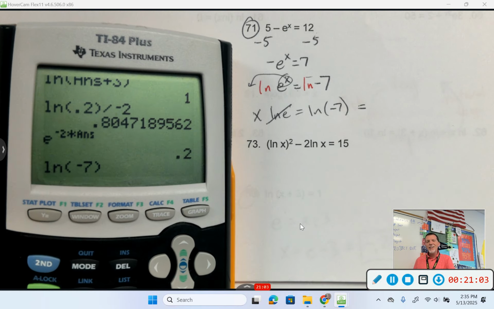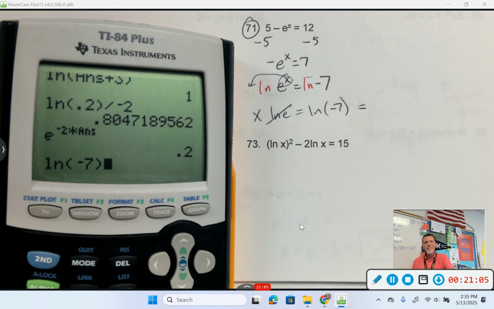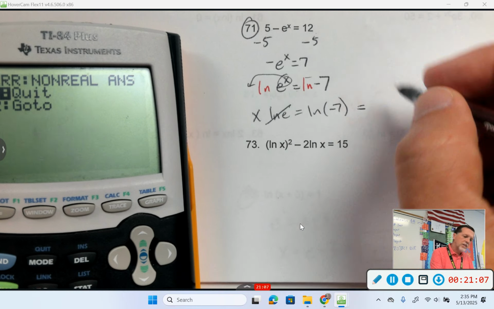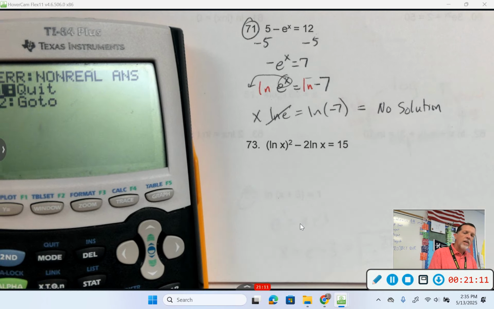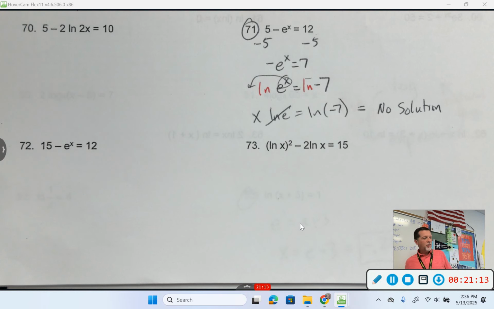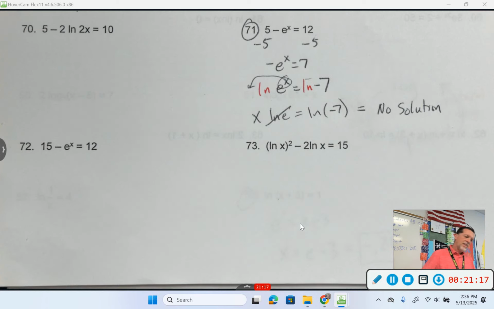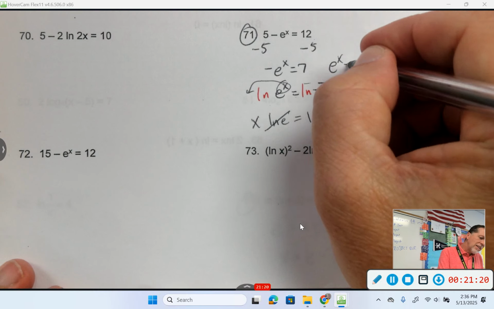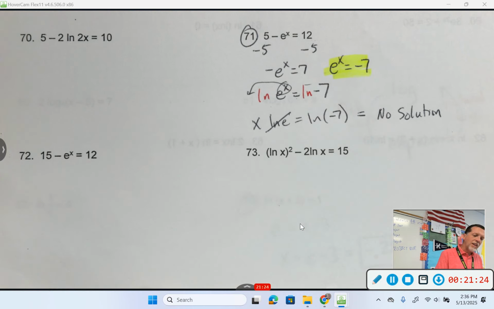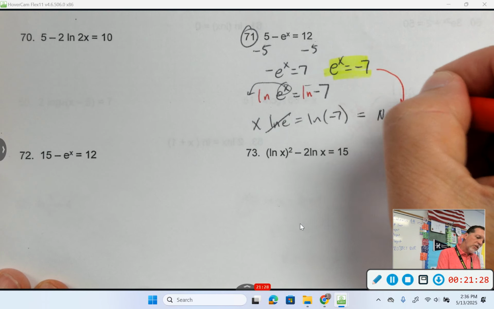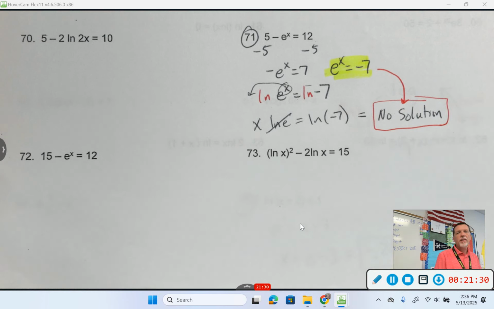What happens when I get natural log where I type in this? No. That just doesn't work. No solution. Is there a spot you might have caught that earlier? Maybe, maybe not. e to the x equals -7, there's never going to be anything that gives me a negative answer. So a few people will catch it and bypass a few steps.